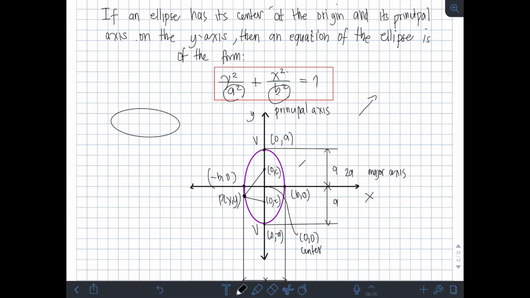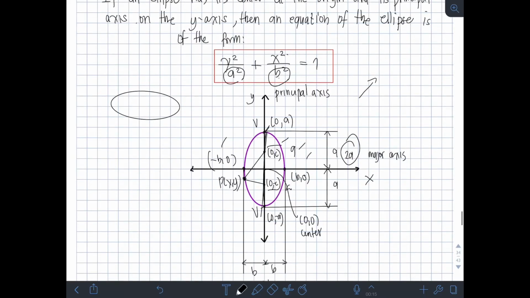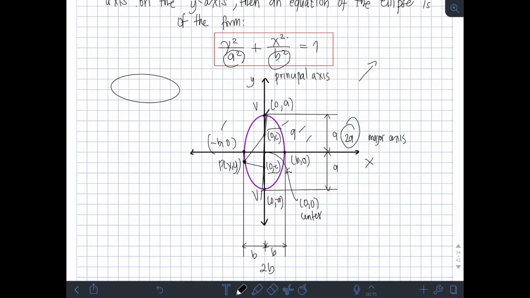So, our foci should pass through it. This time, their form is 0, c and 0, negative c. Okay? So, focus 1 and focus 2. And then, the vertices are now located at 0, a and 0, negative a. Okay? Then, the major axis is still the same, this time along the principal axis, which is the y-axis. So, its length is still 2a, which is this, half of which is a. And then, the minor axis is on the x-axis, denoted by the endpoints negative b, 0 and b, 0. So, the length of the minor axis is still 2b, half of which is b.